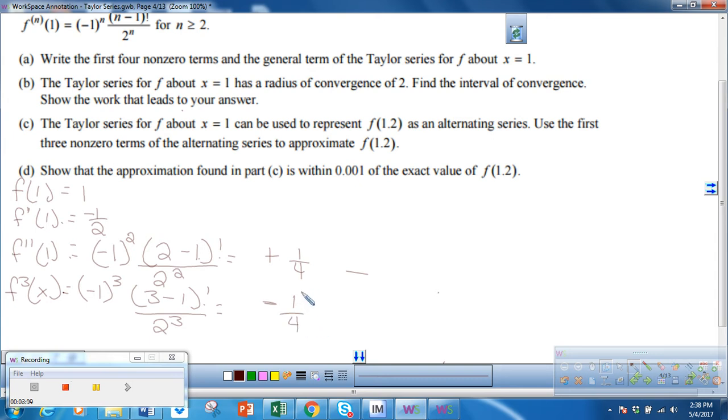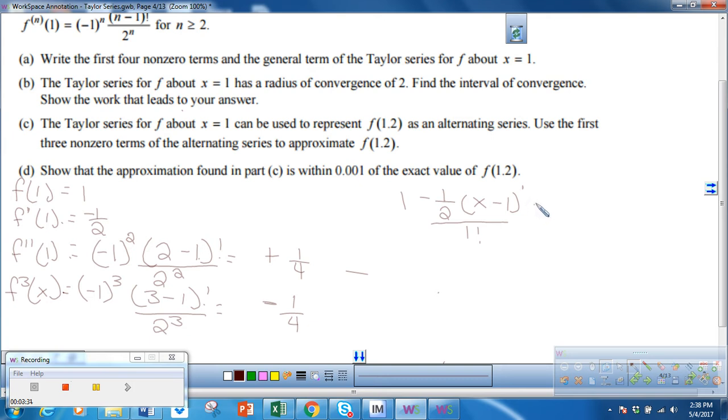Now to write my Taylor series, I start by writing f of 1 plus the first derivative times x minus 1 raised to the first power all over 1 factorial. Now, of course, we don't have to write that 1 factorial. I'm just doing it so you can see the pattern.